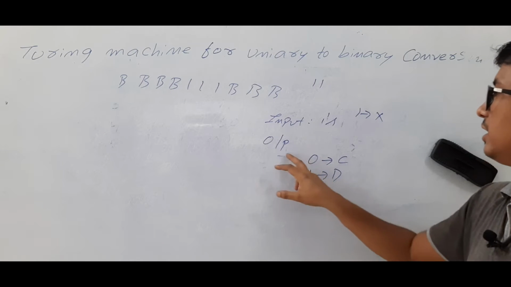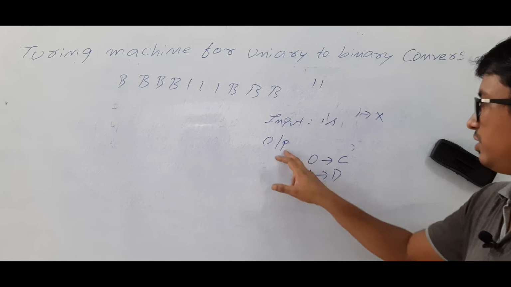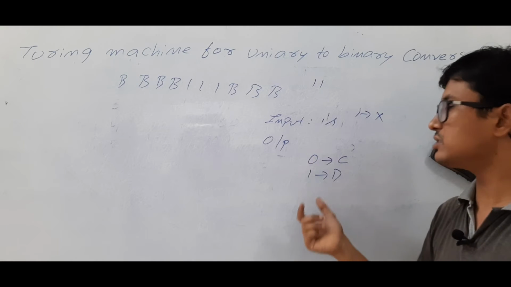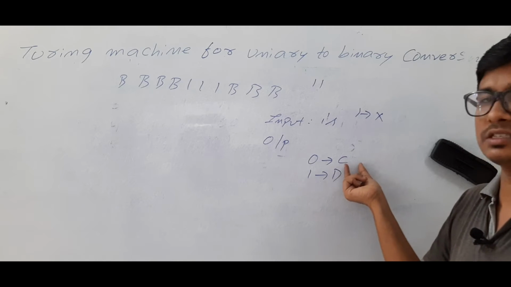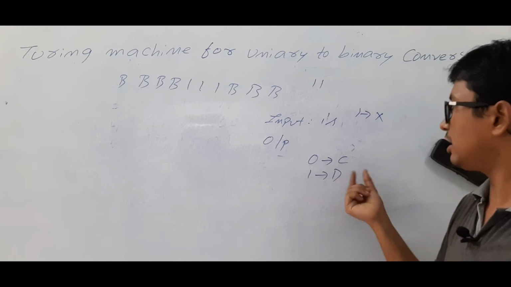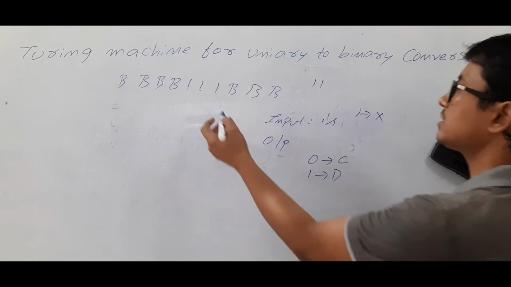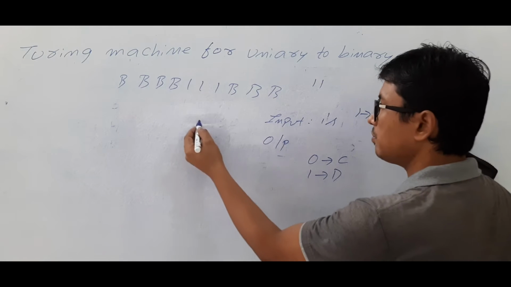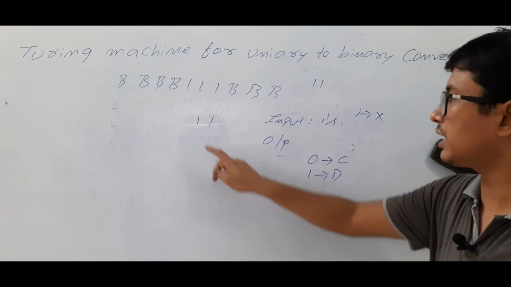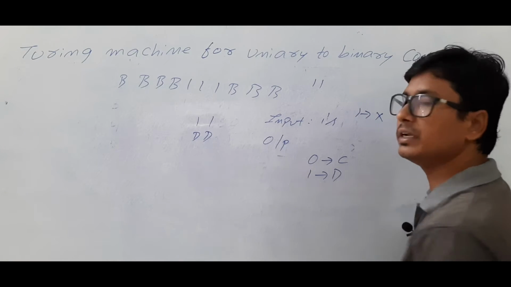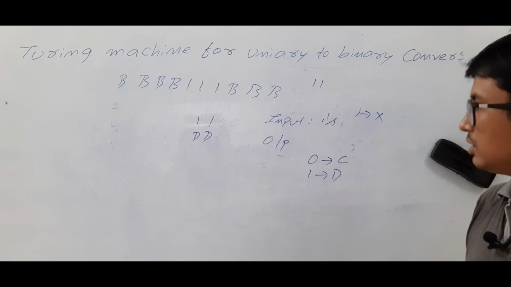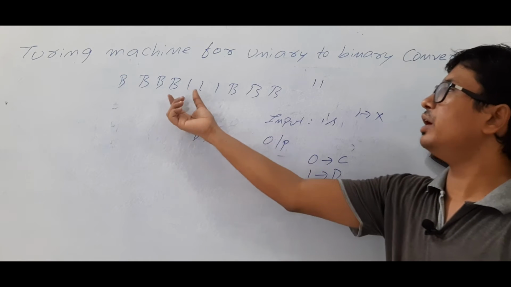Output, I will read it as binary numbers consisting of ones and zeros. So if I get a 0, I will represent it in the Turing machine as C. If I get a 1, I will represent it as D. Now let's take the 3 ones. What binary number will you get? 1 1. If it is 1 1, in my representation it will be DD. Are you able to understand? So it will avoid the confusion.